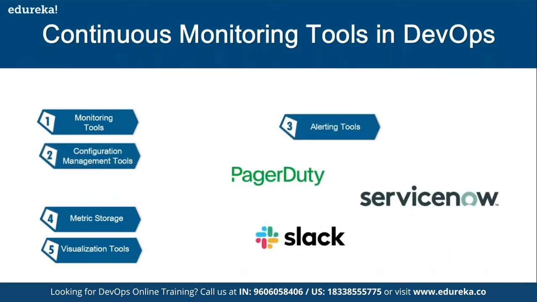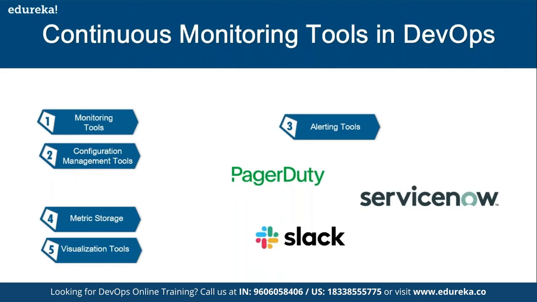These provide both actionable and informational system alerts and can be customized to fit the complexities of the system. For example, the alerting system needs to be sensitive enough to cover an outage, but not so sensitive that you're catching frequent and unnecessary problems that users are really not going to see. There are some alerting tools like PagerDuty, ServiceNow, Slack.